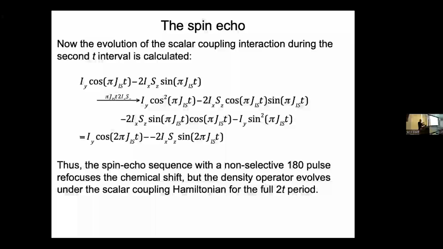We want to separate them into different spectra as we analyze. And that depends on the ability to manipulate one part of the Hamiltonian separately from the other. And the spin echo is the first example of doing that.